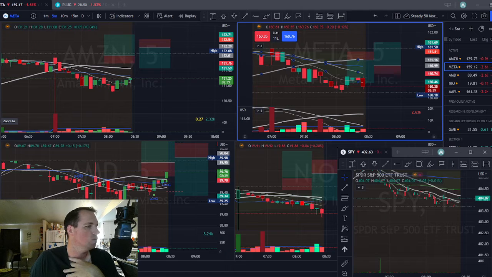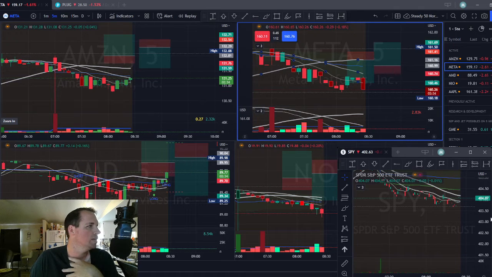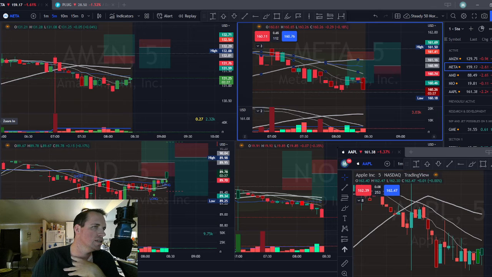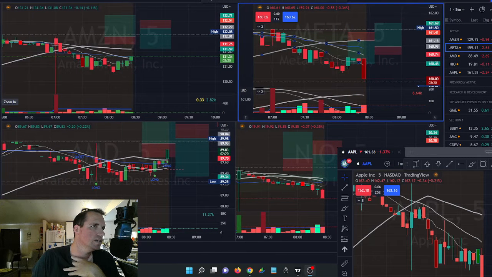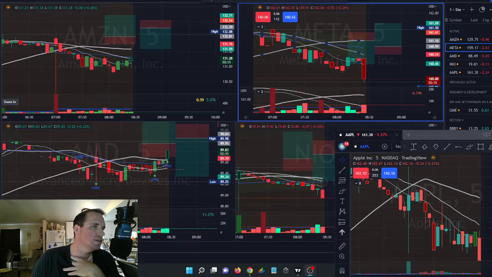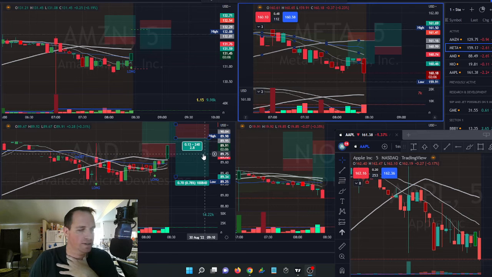I'm also watching Apple over here on another screen, which I'm probably going to end up swapping out here so you guys can see that one as well. Let's put Apple over here. That way you can see this one, because I'm going to be testing Apple on this as well.